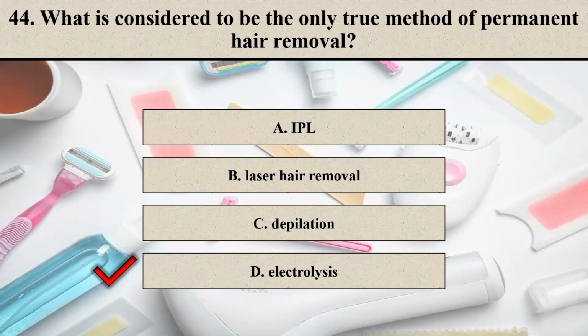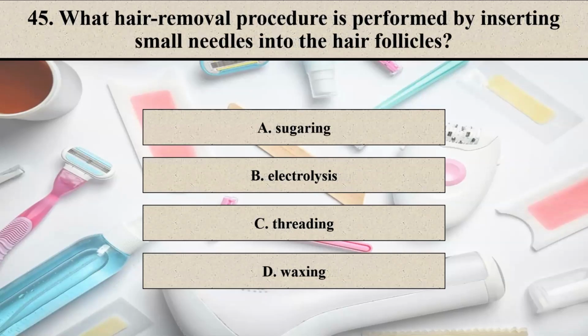If you chose D, electrolysis, you are correct. What hair removal procedure is performed by inserting small needles into the hair follicles? Is it sugaring, electrolysis, threading, waxing?